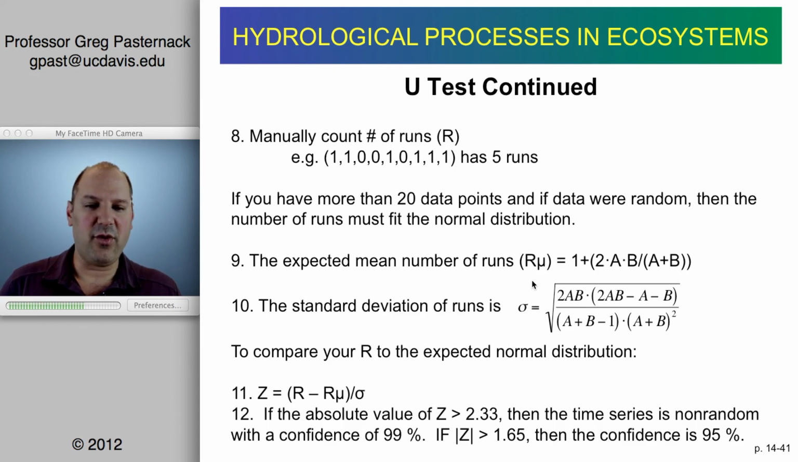Once you have the number of runs, you calculate the mean and the standard deviation, and then you take your observed value, which is R, your number of runs R, subtract the expectation, divide by the standard deviation, and that gives you a standard normal variable, which we call Z. If Z is greater than 2.33, the time series is non-random with a confidence of 99%.